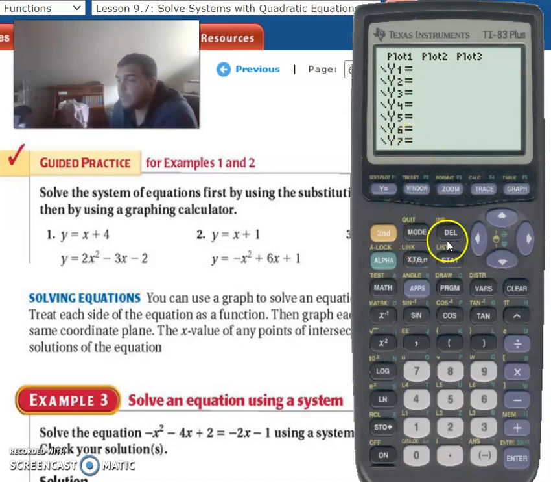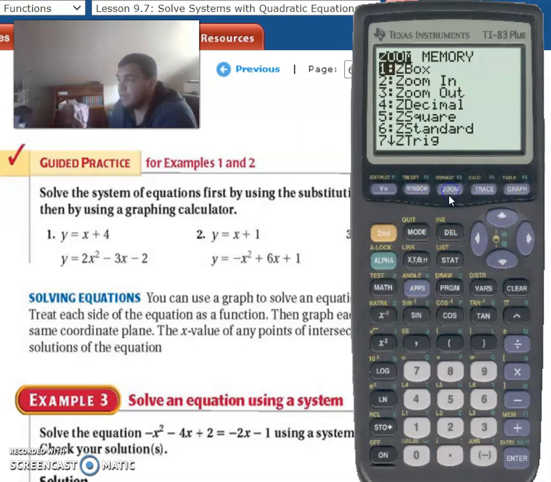We only need 2. So first I'm going to press x, which is over here, plus 4. So I copy down my first equation like that. The second one is y equals 2x squared minus 3x minus 2. So that's 2x, the square button is right here, squared, minus 3x minus 2. Those are your 2 equations. Now I'm going to graph, and the first time you graph, you click graph and see option 6, standard.